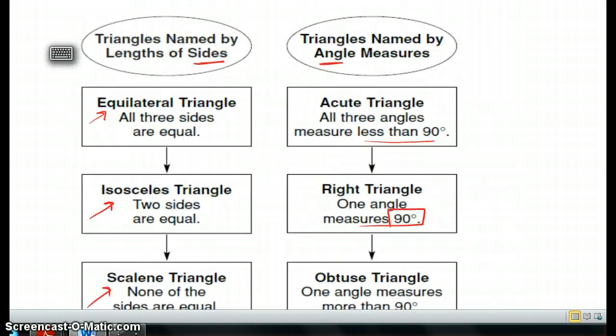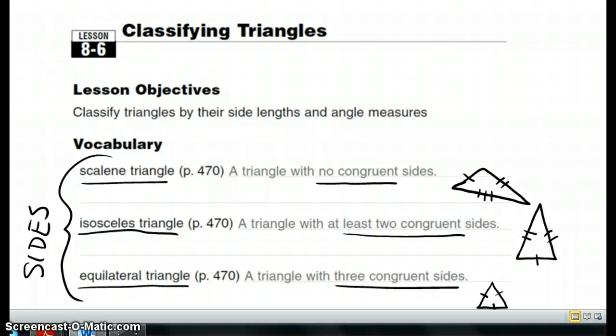That's how you classify triangles, by sides and angles. That's the end of Classifying Triangles, Section 8-6.